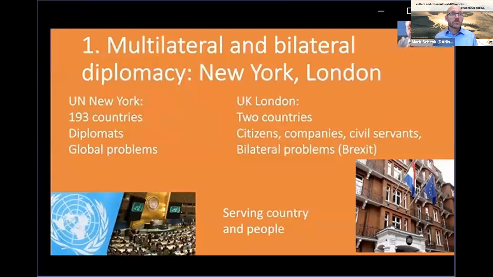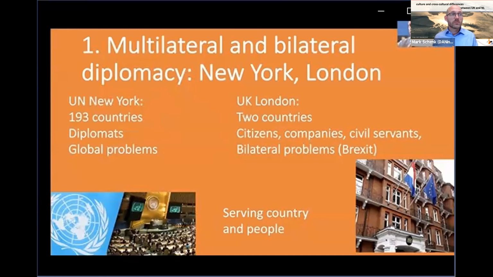My habitat was diplomats, diplomats, diplomats, and then maybe 5 or 10% non-diplomats. And we are discussing and trying to solve and negotiating about global problems, from climate change to poverty, from non-proliferation to pandemics. Here in London, it's really a different world.